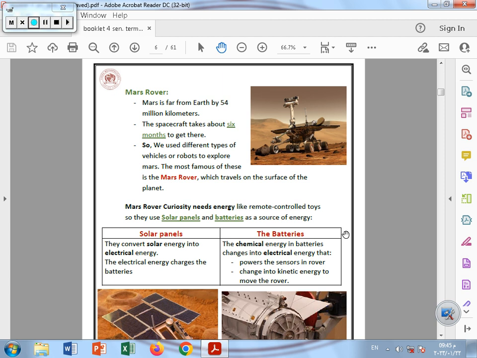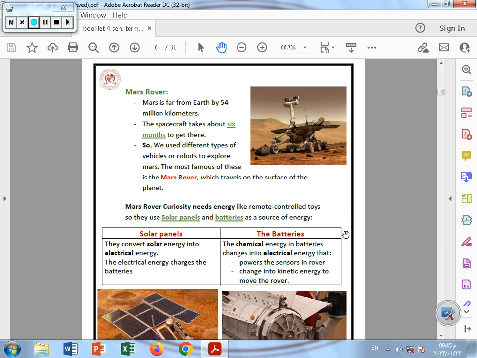In the same way, if we want to send a robot to places that we can't get to, this robot can help us discover these faraway places. If we are talking about the planets around the Earth, we have Mars. Mars is a planet which is far from the Earth, 54 million kilometers away. The spacecraft takes about 6 months to travel to Mars. So we use different types of robots to explore Mars, and the most famous one of these robots is called the Mars rover.